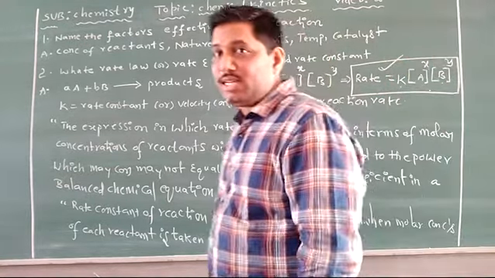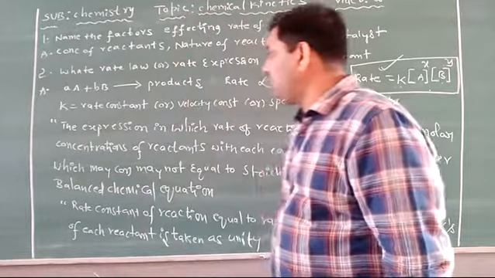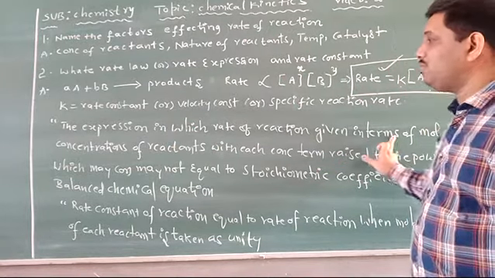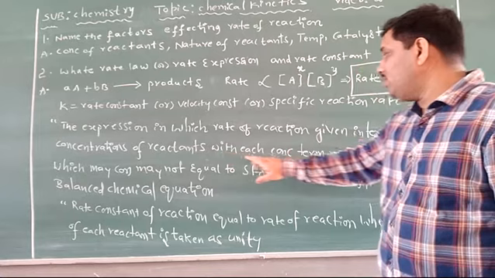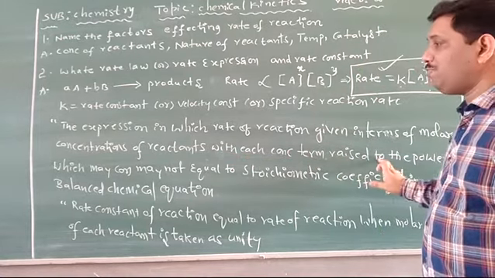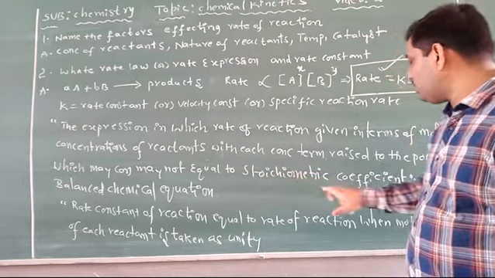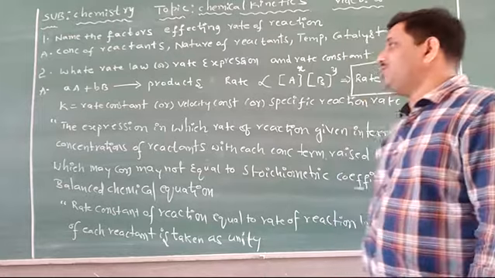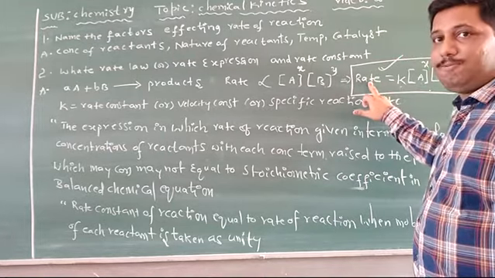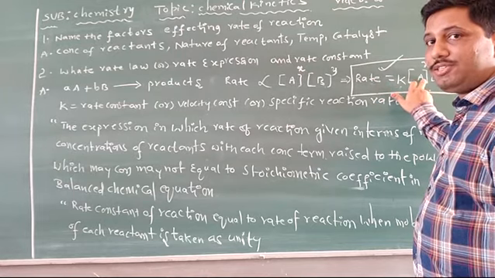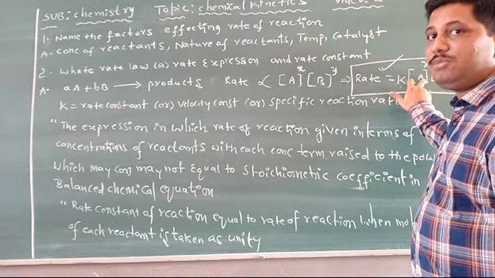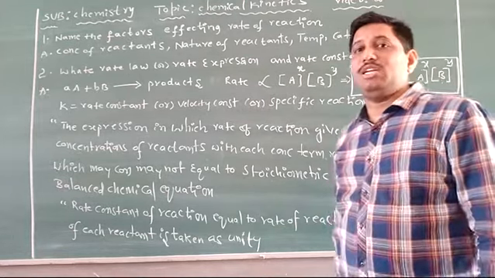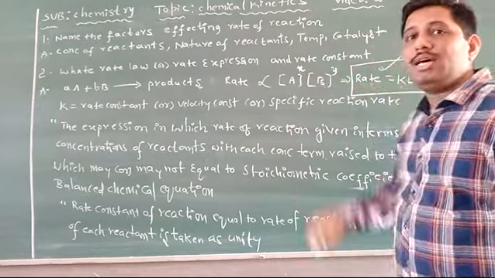The rate expression can be defined as follows. It is the expression in which the rate of the reaction is given in terms of molar concentration of reactants, with each concentration term raised to a power which may or may not be equal to the stoichiometric coefficients in a balanced chemical equation. Here, students, the rate of the reaction is directly proportional to the molar concentration of reactants. This expression is known as rate expression.